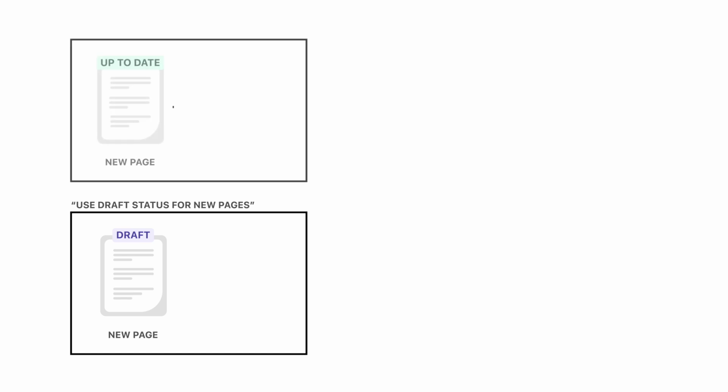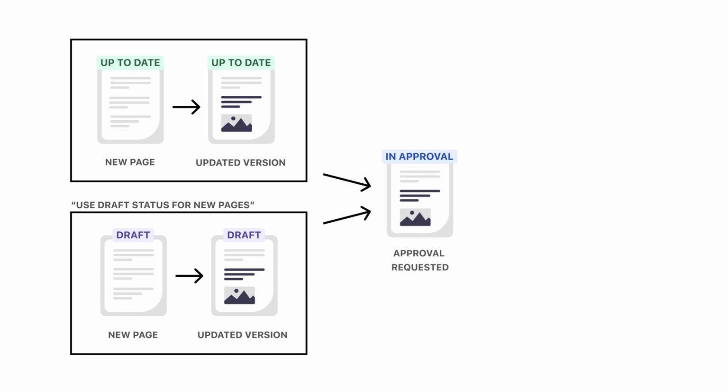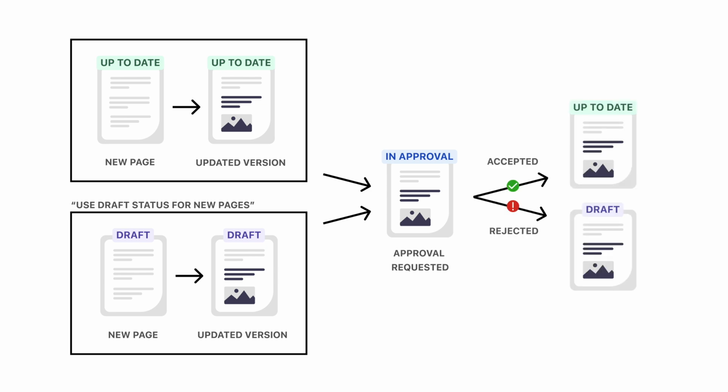When this is enabled, new pages in the workflow space start in draft status. Without it, they start as up to date. In both cases, once the content has changed and an approval is requested, the page moves to in approval. If the request is accepted, the page becomes up to date. If it's rejected, it goes back to draft.